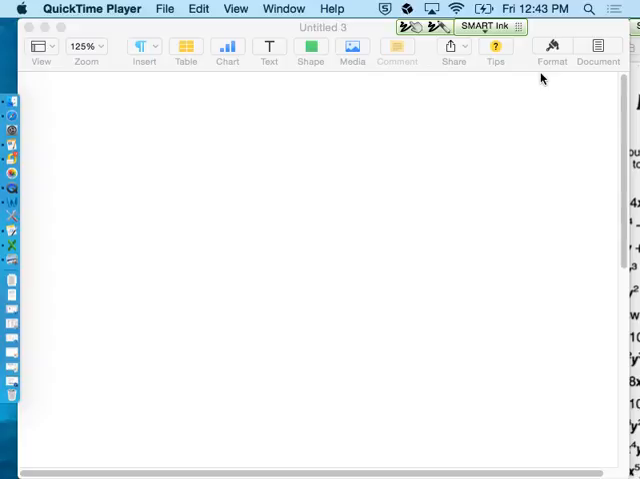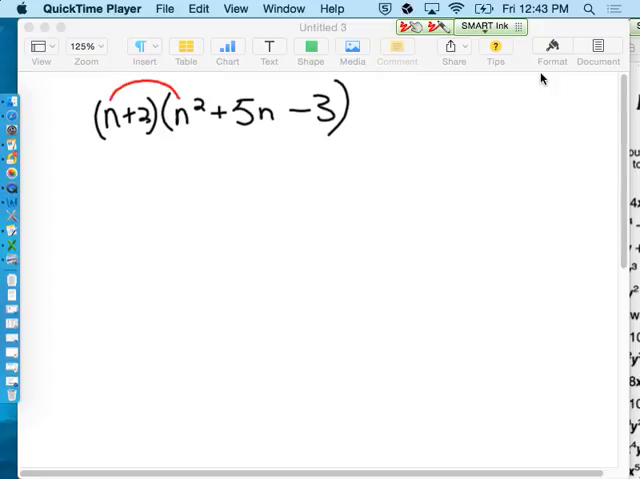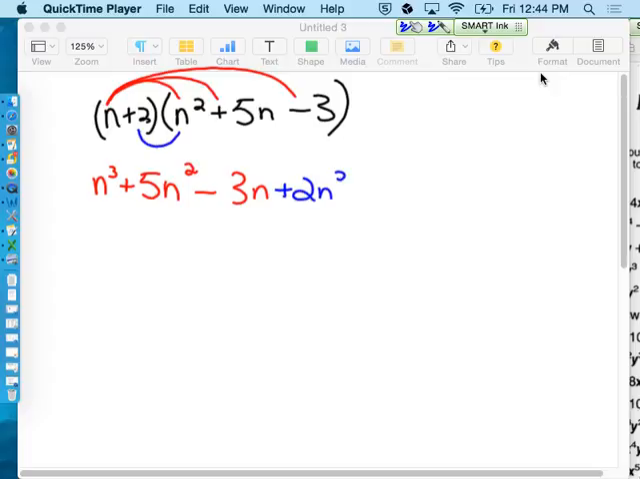So the last example I would like to do on the video is number 13, where you have a binomial and you're multiplying it into a trinomial. So I just want to show you that the acronym FOIL no longer works because now I have 2 terms and 3 terms. So the way that I would like for you to think about this, my first term will be n cubed, my second term will be 5n squared, and then my third term will be negative 3n. And then I distribute the 2, so I have plus 2n squared plus 10n and then minus 6.